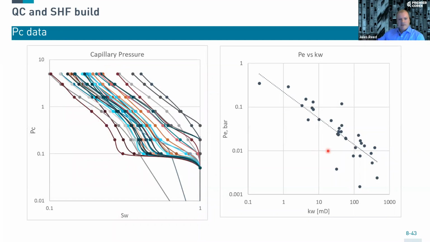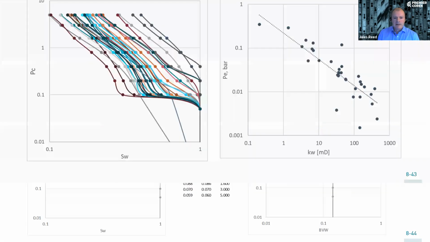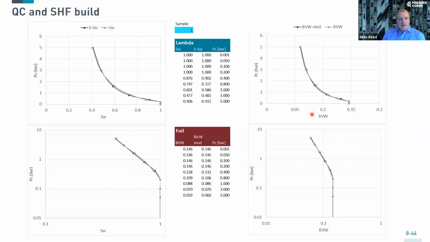Is it part of the reservoir? Is it not? Do I remove them? Do some sensitivity analysis. What happens with my data if I use them and take my saturation model with them? What happens when I do my saturation model without them? What's the impact? This is showing you the correlation of building the foil and the lambda function.